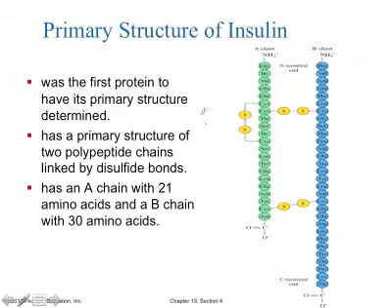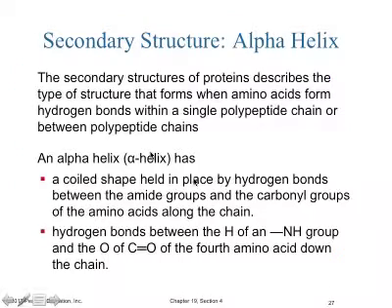Between lengths of hair. Hair is protein, and so you kink it up. The A chain has 21 amino acids and the B chain has 30, so it's pretty small. Insulin, a very important protein, regulates fat storage and blood sugar and all of that. Very, very important protein in our bodies. It was the very first one to have its primary structure determined.